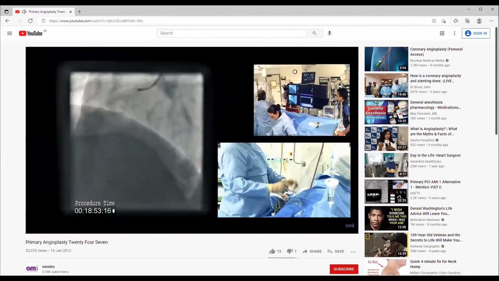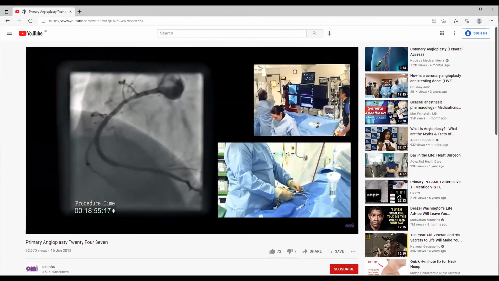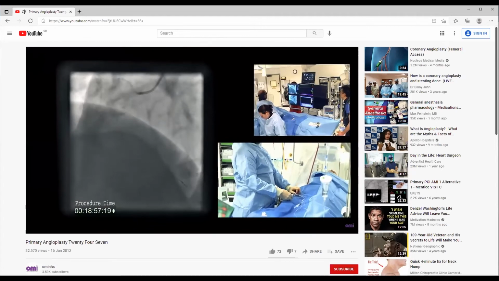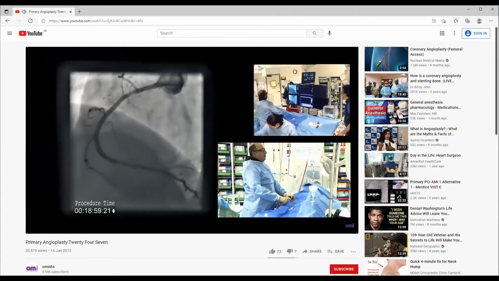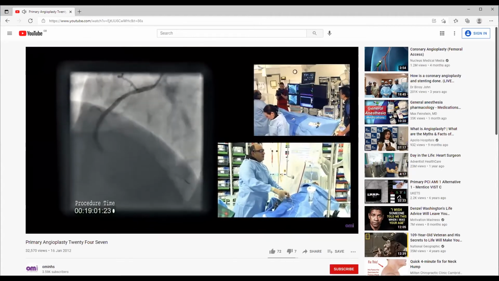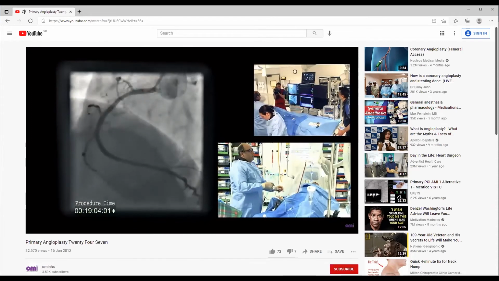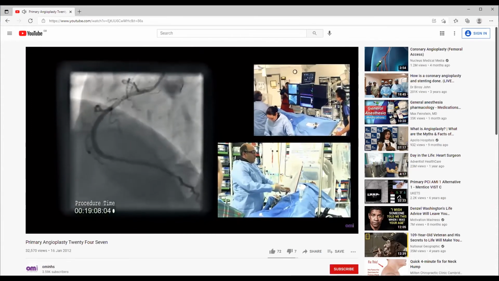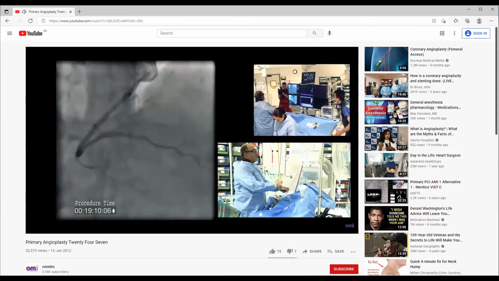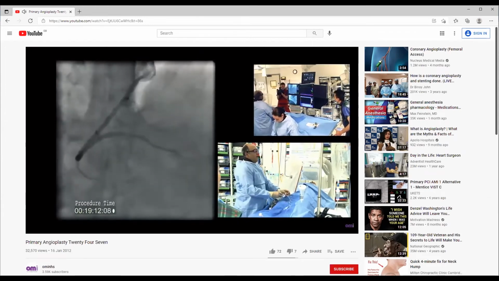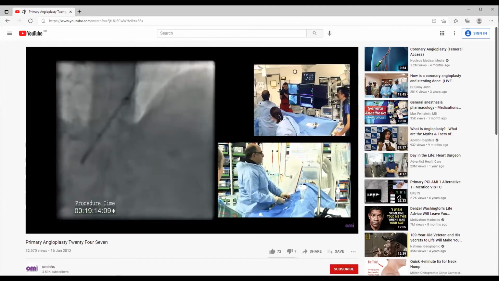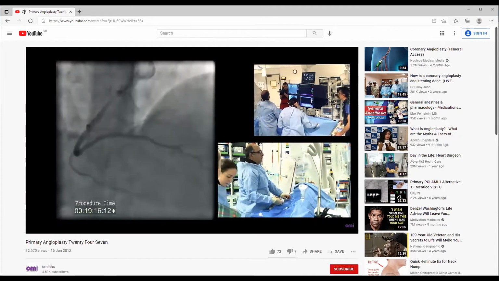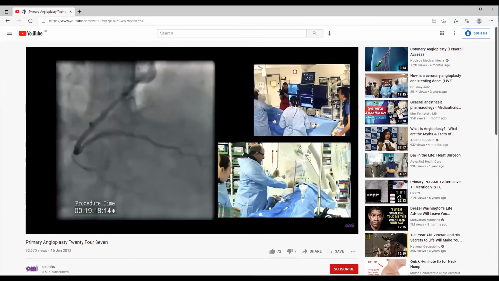That looks good. And then RAF. So the artery is nice and open. Your pain should all settle down now.